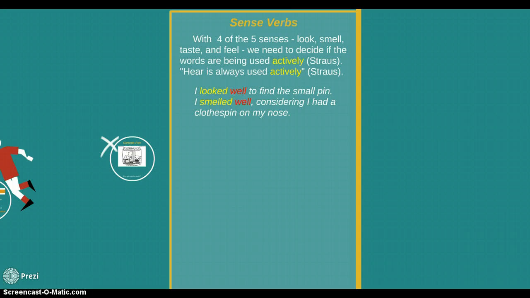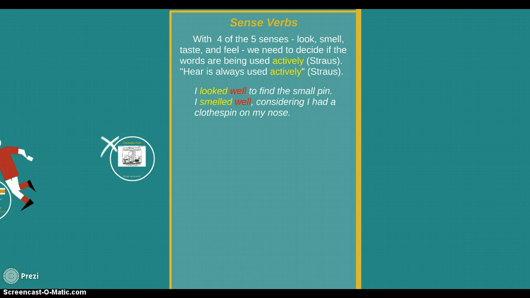So we want to ask ourselves, is the verb looked being used actively? Is it describing exactly how I'm having to look? And the answer is yes. I looked well to find the small pin because it means I had to look pretty hard to find a very small pin.